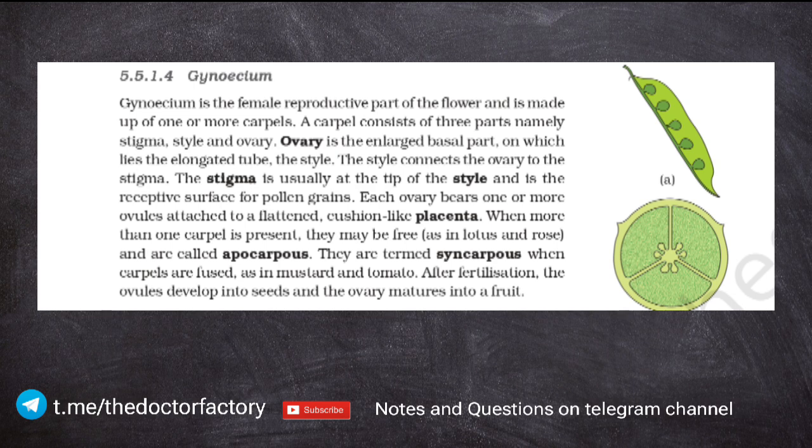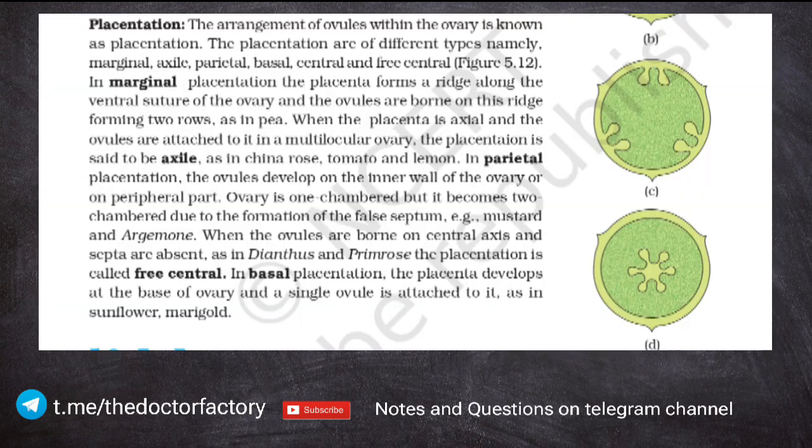When more than 1 carpel is present, they may be free and are called apocarpous. They are termed syncarpous when carpels are fused, as in mustard and tomato. After fertilization, the ovules develop into seeds and the ovary matures into a fruit. Placentation. The arrangement of ovules within the ovary is known as placentation. The placentation is of different types, namely marginal, axial, parietal, basal, central and free central.